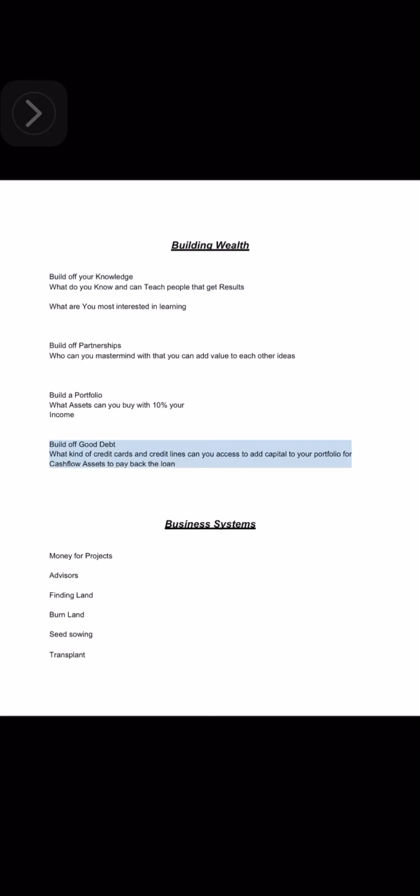Business systems. Money for projects. Advisors. Finding land. Burn land. Seed sowing. Transplant. Maintenance. Selling products. Expanding. Ed Rosenthal, Danny Danko, Kyle Cushman, Jorge Cervantes, Ganja.